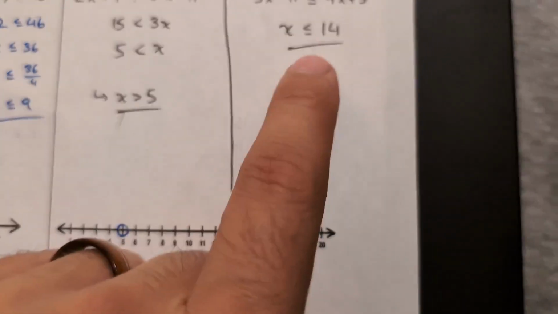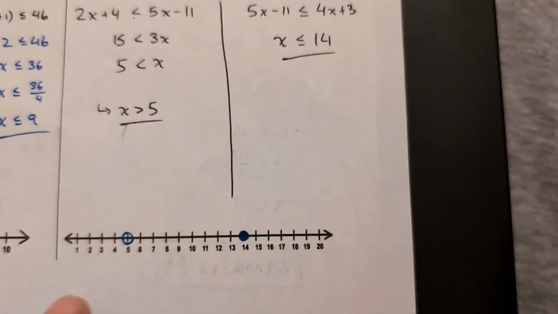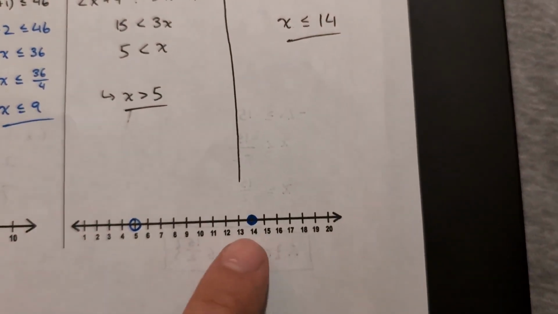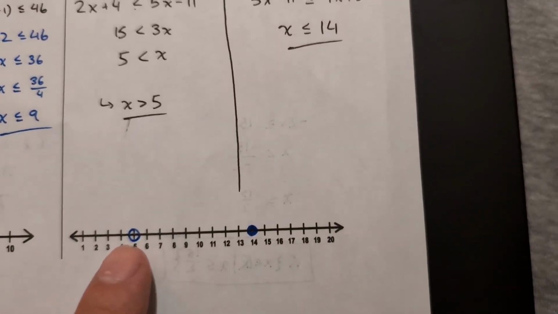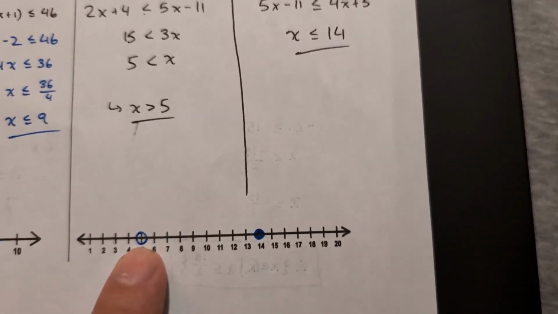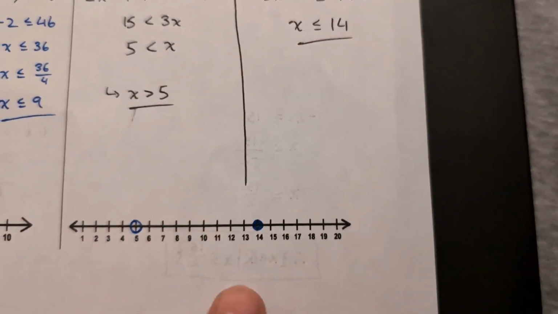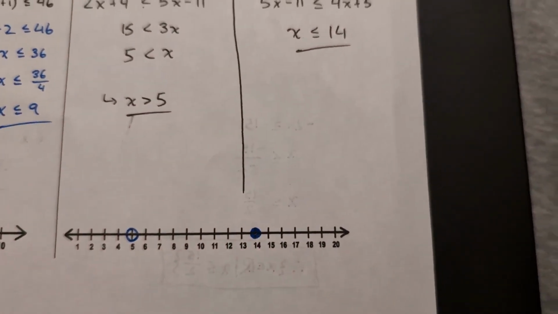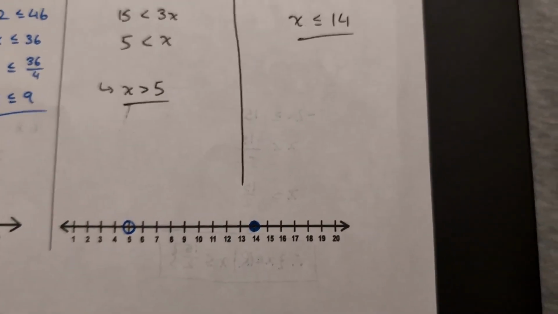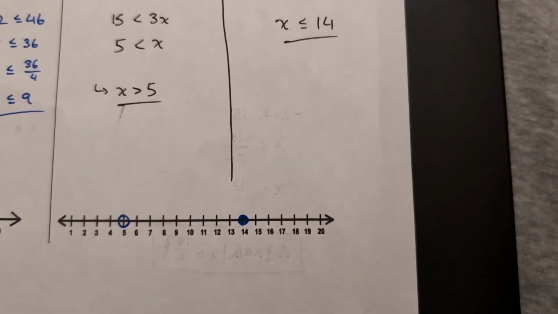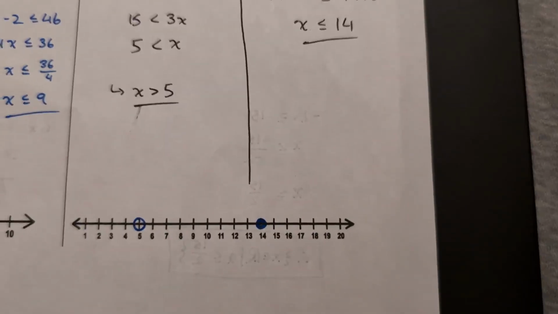So at 5 and 14, I've put those two dots on here, and I don't want to include 5, so I've left that one open. I do want to include 14 because we could be equal to 14, so I've filled that one in, and now we can just fill in the space between those 2 points. And so we get something that looks like this.